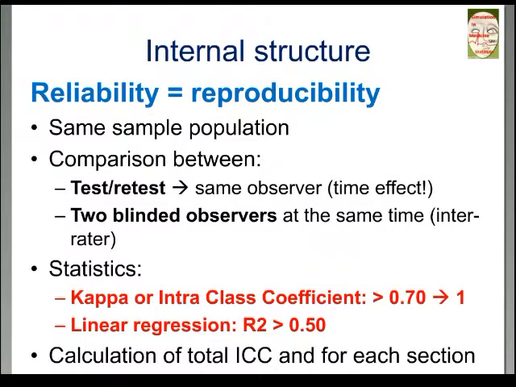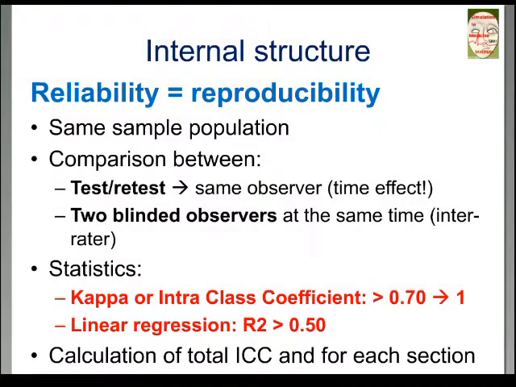Reproducibility is the best way to assess reliability. Its statistical analysis relies upon a comparison between two assessments. When involving a rater at two different times, it is the test-retest or intra-observer reproducibility, but there might also be a time effect to be considered. When involving two independent blinded raters at the same time, it is inter-rater reproducibility.